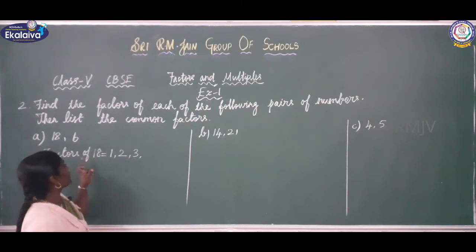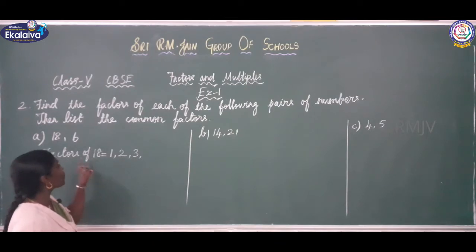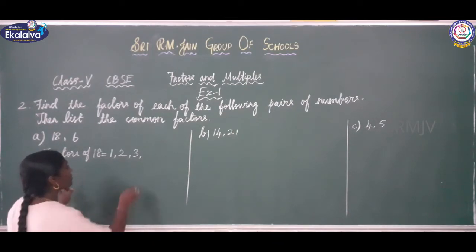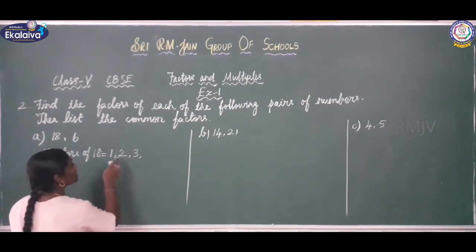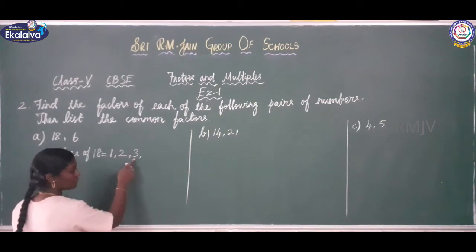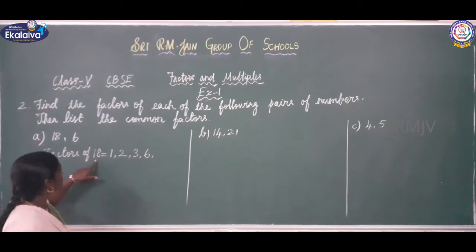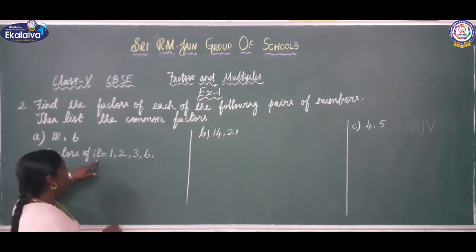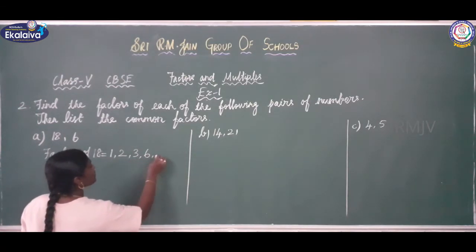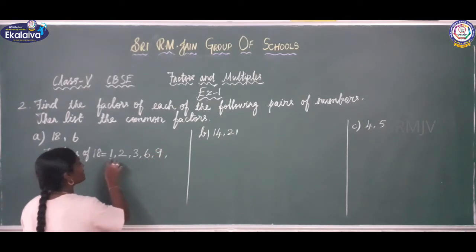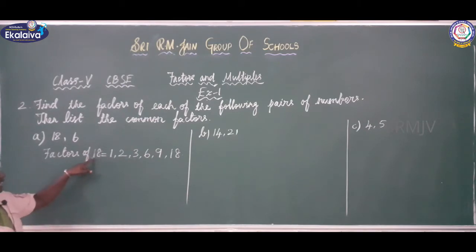Then, here 18 is not divisible by 4. 18 is not divisible by 5. Then, 6. The number is divisible by both 2 and 3, so it is divisible by 6. Then, it is not divisible by 7. It is not divisible by 8. Then, it is divisible by 9. After that, 18. So, these are the factors of 18.